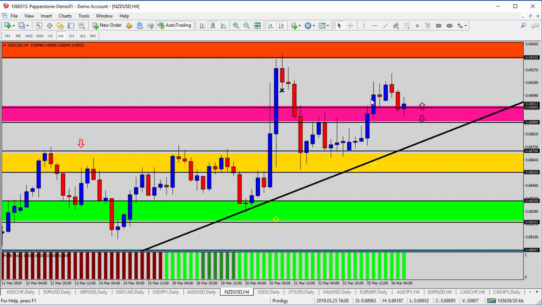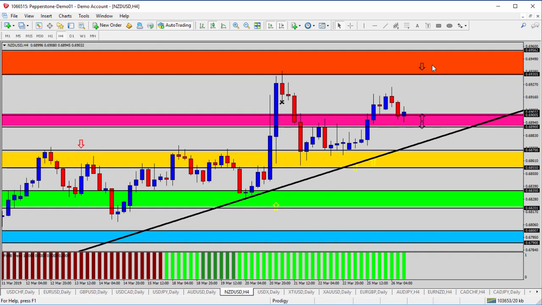So here, this is different, right? We already know that from the daily that this is different. So as long as it's above here, this becomes an opportunity for us to be long, targeting the orange zone, of course, and the risk and stop loss would be under the pink zone today for the New Zealand dollar.